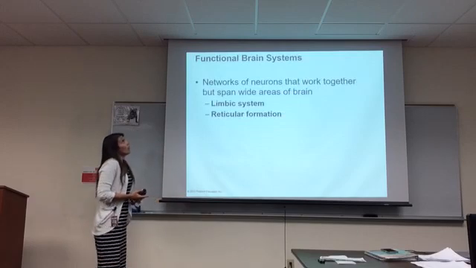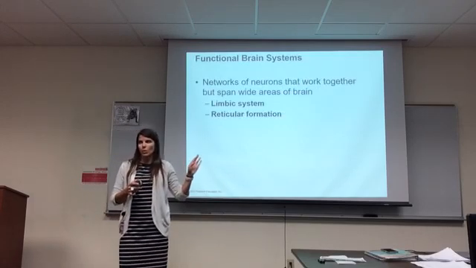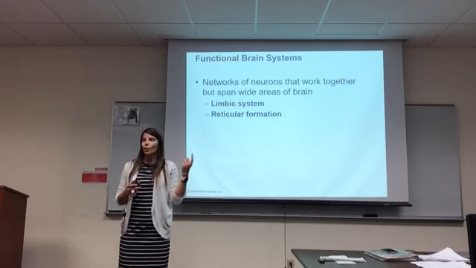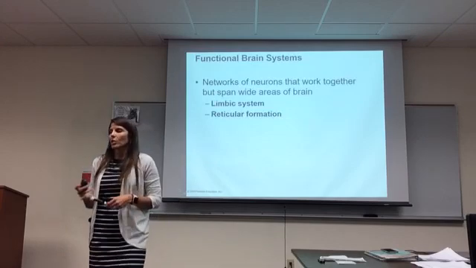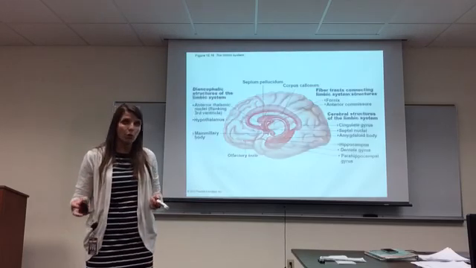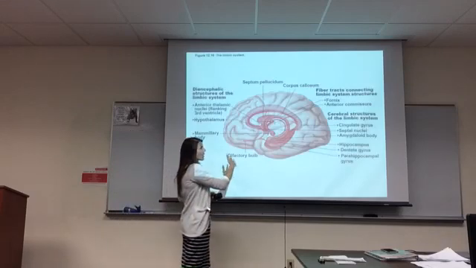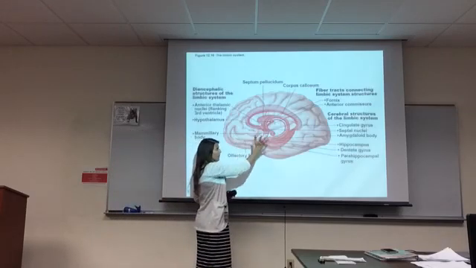Okay? Functional brain systems. Any question on what we've talked about so far? Keep rolling. Reticular activating and limbic. Reticular activating system is what kind of keeps you alive. Limbic, I already told you, is emotion. Okay? This right here is kind of showing you the limbic system.